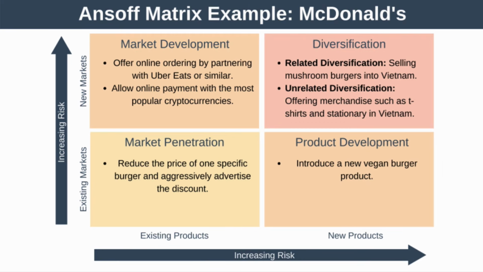Now, what you can clearly see, hopefully, from this example is that the market penetration strategy, whereby McDonald's is trying to sell more of the products it already makes to its existing customers, is the least risky, but probably not going to result in the biggest growth. So conversely, McDonald's trying to sell mushroom burgers, a brand new product, to a brand new market such as Vietnam, is the riskiest option, as there is more that can go wrong in terms of achieving growth.